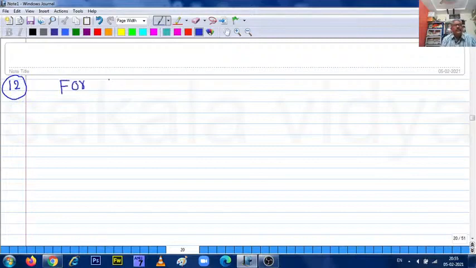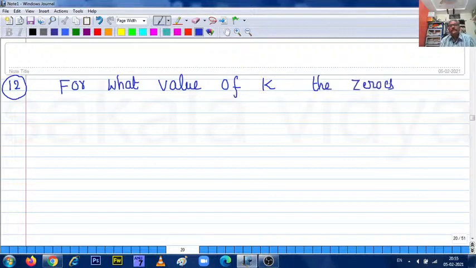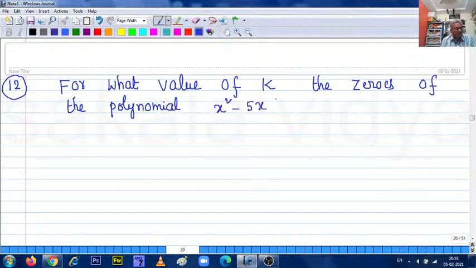For what value of k, for what value of k, the zeros of the polynomial x square minus 5x plus k differ by 1.